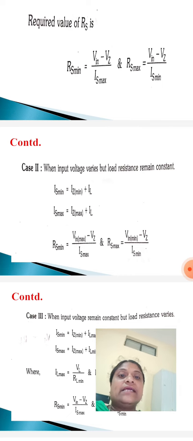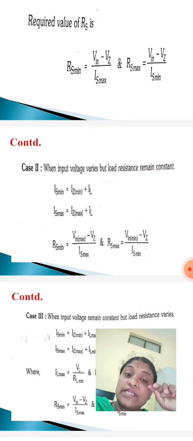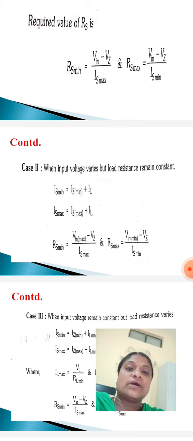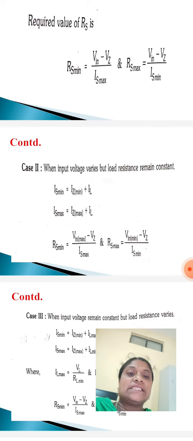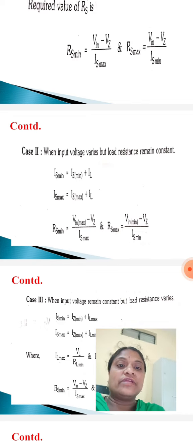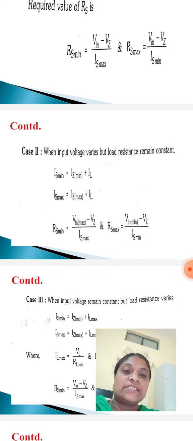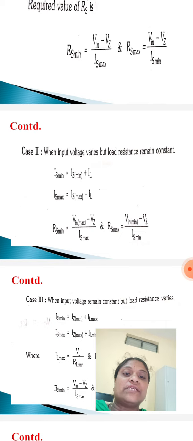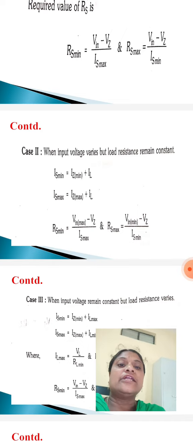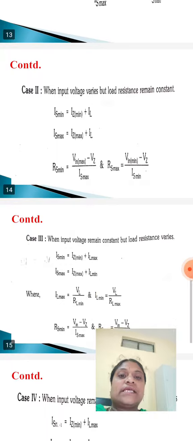Similarly Rs minimum and Rs maximum. The Is equations are the same here because they are all currents, and the load resistance remains constant. But since the input voltage varies, Rs minimum is equal to Vin maximum minus Vz by Is maximum, and Rs maximum is equal to Vin minimum minus Vz by Is minimum. Only the Rs minimum and Rs maximum equations change, because in this case the input voltage varies, so we take Vin maximum and Vin minimum values. Okay. Next, the third case.